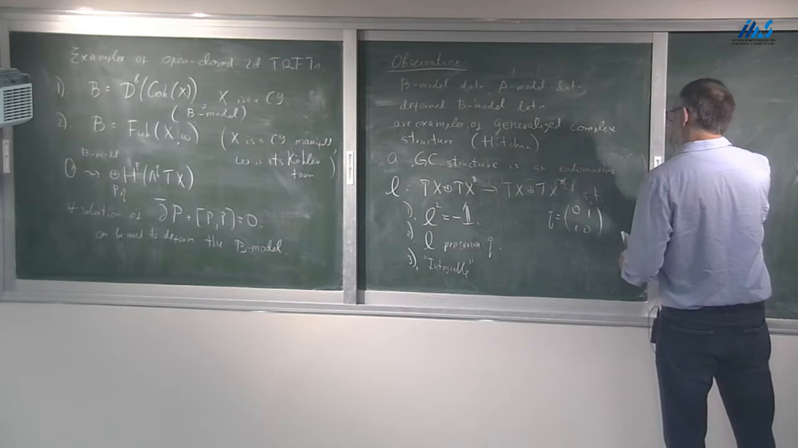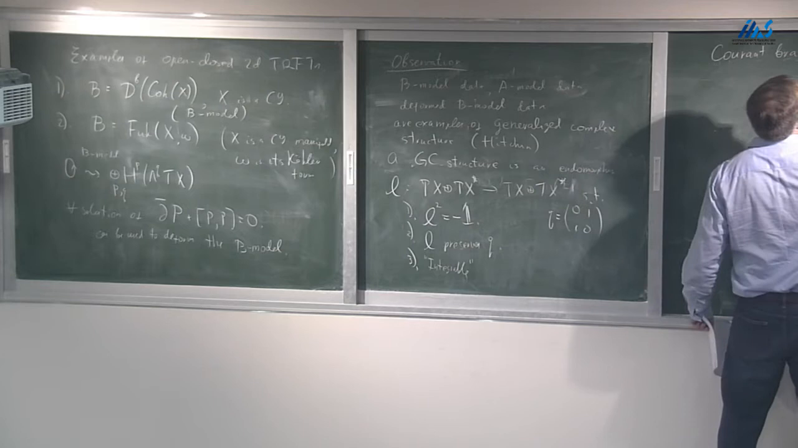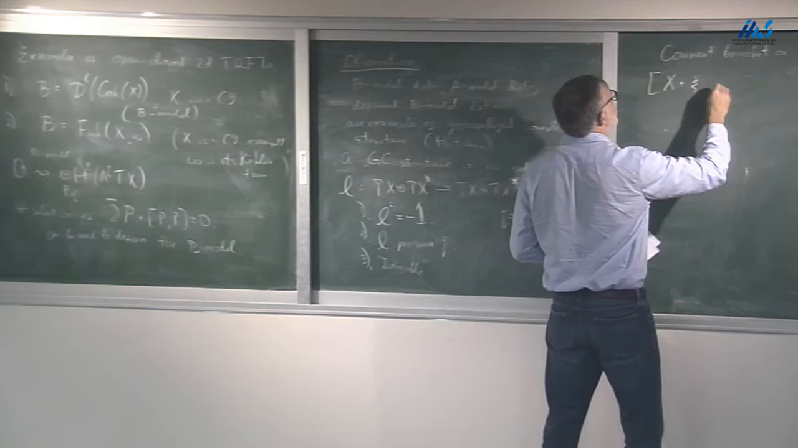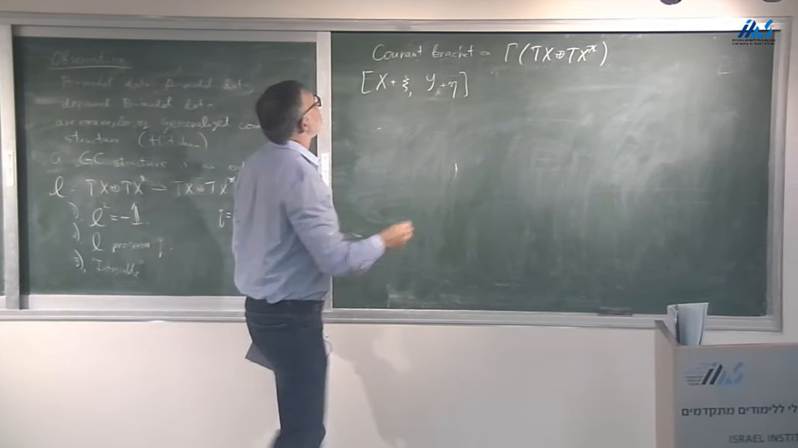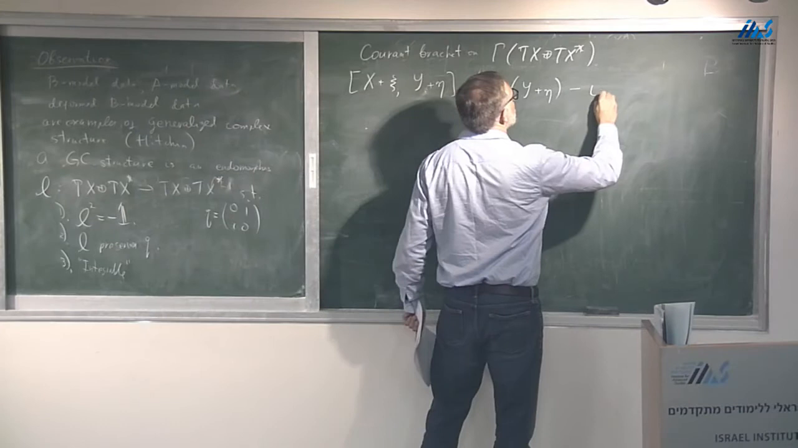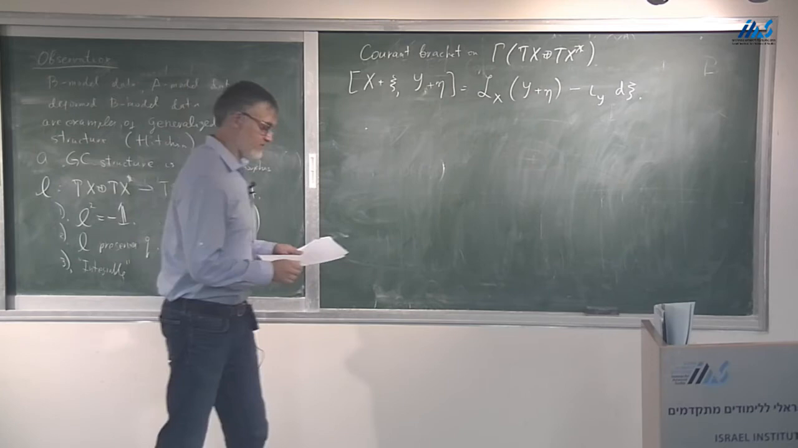So, the so-called Courant bracket, on sections of this bundle, so a vector field plus a form. So it's going to be the Lie derivative of the second entry minus, like that. It's a funny non-skew-symmetric bracket, but it does satisfy a kind of Leibniz rule. I won't write it down, but there's some version of the Leibniz rule that it satisfies.